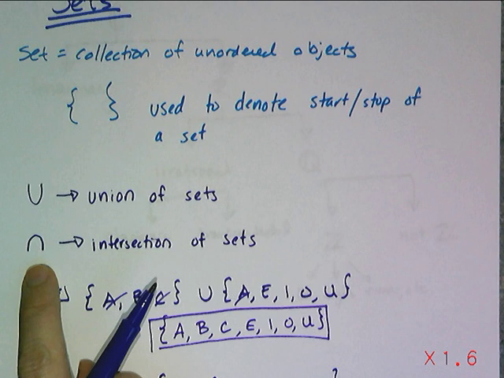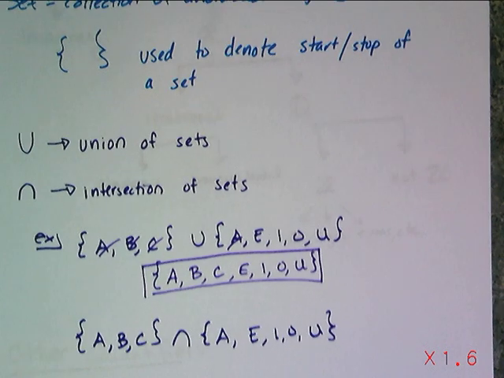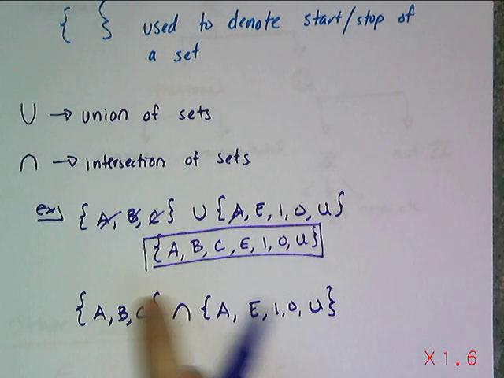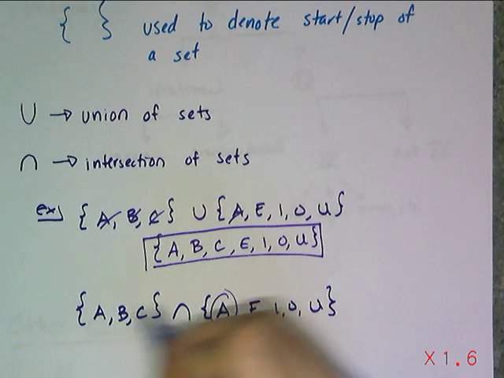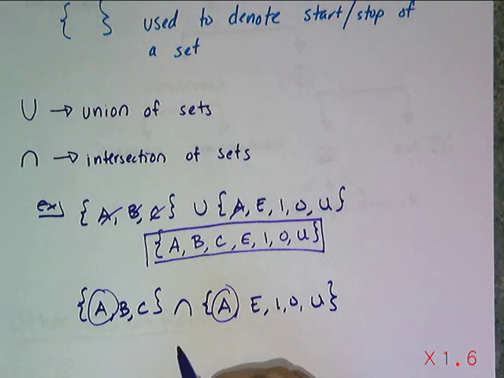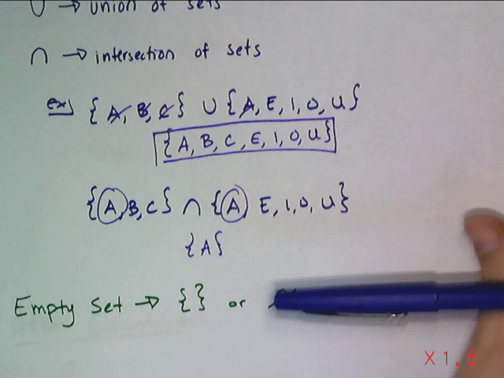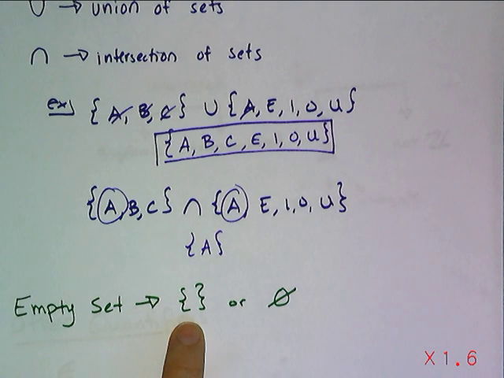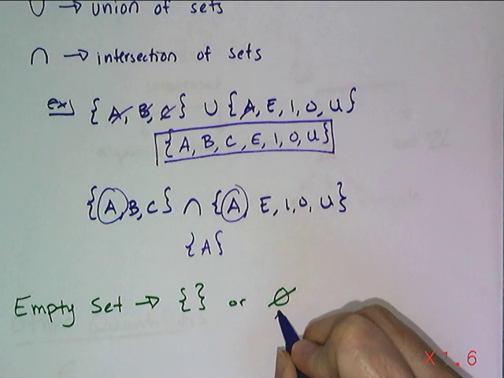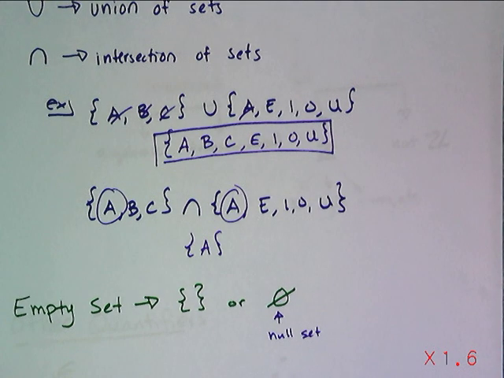Now this upside down U stands for intersection, and it means what the two sets have in common. So if I want to find the intersection of those two sets, it's what they have in common, that overlapping section of a Venn diagram, and the resultant set is just A. Now if those two sets have nothing in common, then we need an empty set, which we can either denote by an empty set of curly braces, or we can use this symbol here, which is the symbol for the null set or the empty set.